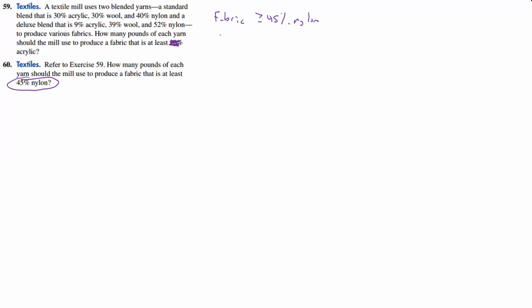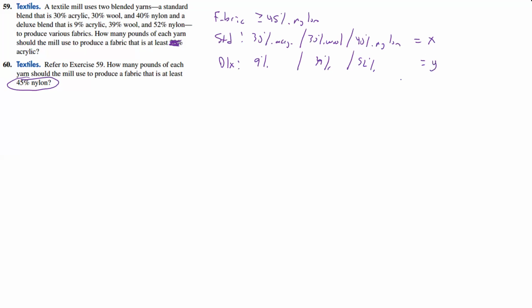Our standard, let's go ahead and write what we have. Our standard is going to be what? Well, that was 30% acrylic, and then it had 30% wool, and it had 40% nylon. And then our other one is the deluxe, so we'll use that. And let's let this one equal X, okay? So if we let that equal our standard, then we can say this one, which is the 9%, 39%, and that one's 52%. And that one's going to be, let's say, Y, okay?